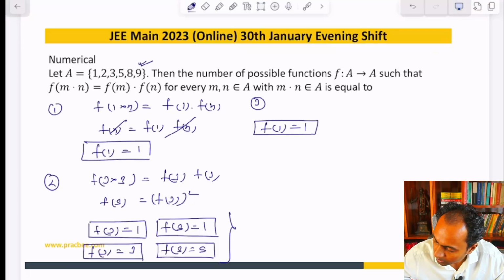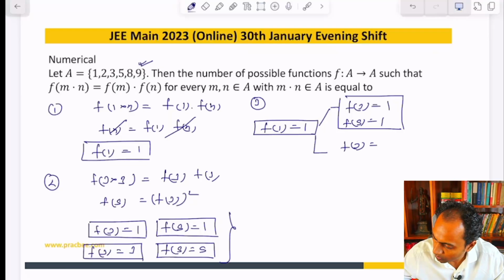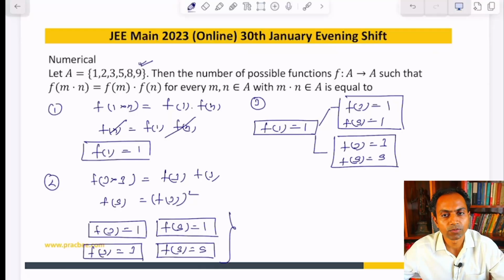And then what I can have is the value of f of 3 can be equal to 1 and f of 9 can be equal to 1. This is my first case. And another possibility is f of 3 is equal to 3 and f of 9 becomes 9. So you can see that these are the only possibilities that I have.